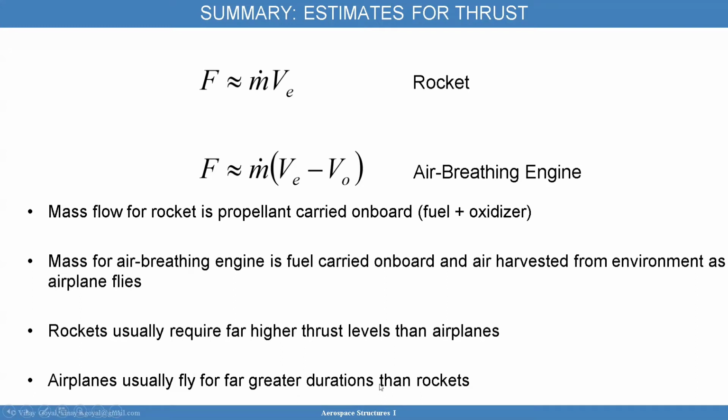Airplanes usually fly for far greater durations than rockets. So there needs to be a balance of the fuel, and a balance of the oxygen that you need to create that combustion. Rockets require far more thrust, and that's why you need so much oxygen and fuel on board.